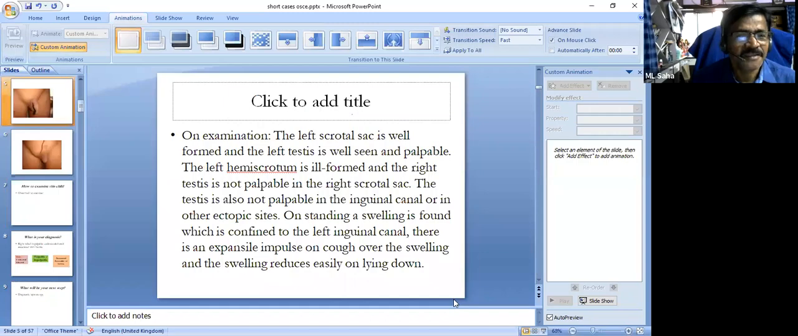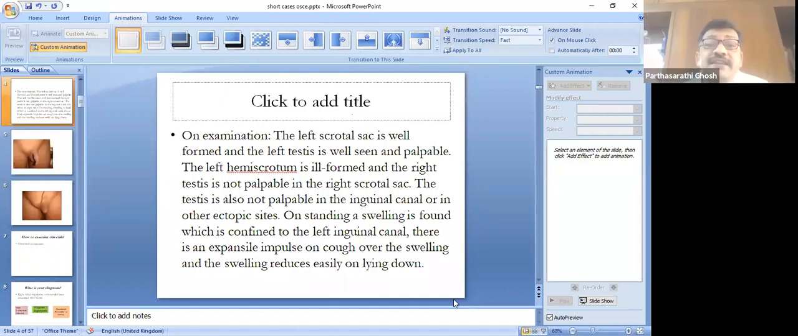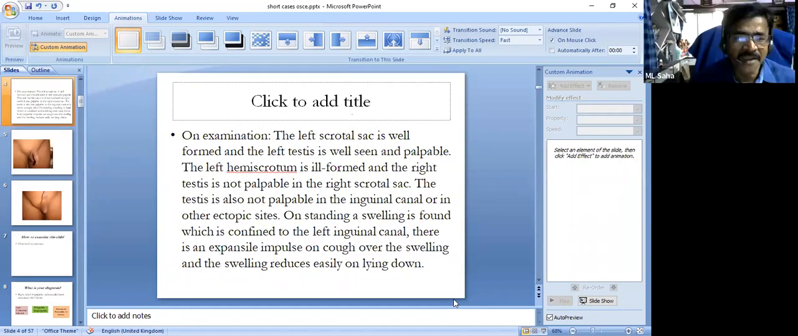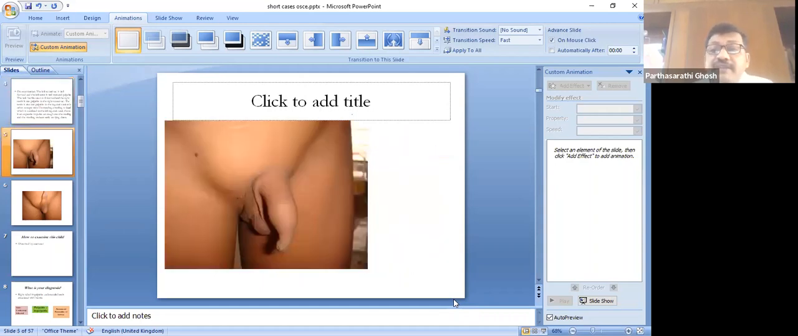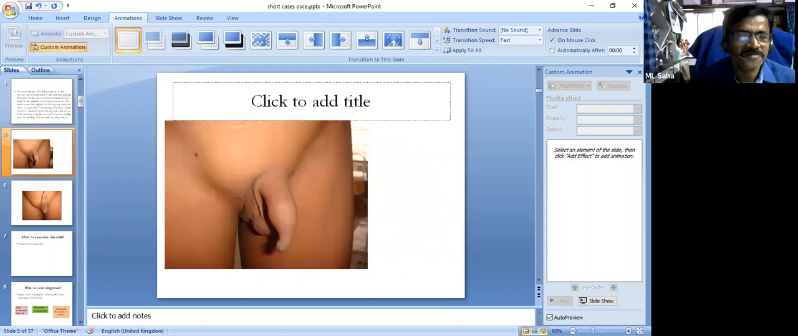The left scrotal sac is well formed and the left testis is well seen and palpable. The right hemiscrotum is ill formed and the right testis is not palpable in the right scrotal sac. The testis is also not palpable in the inguinal canal or in other ectopic sites. On standing, a swelling is found which is confined to the right inguinal canal. There is an expansile impulse on coughing over the swelling, and the swelling reduces spontaneously on lying down. Now I think you can see the picture.